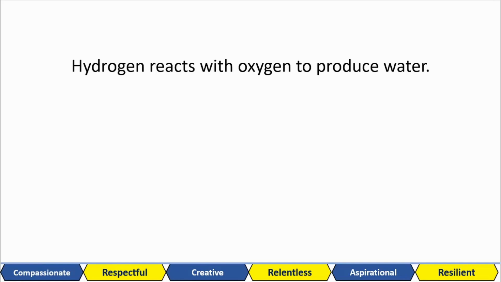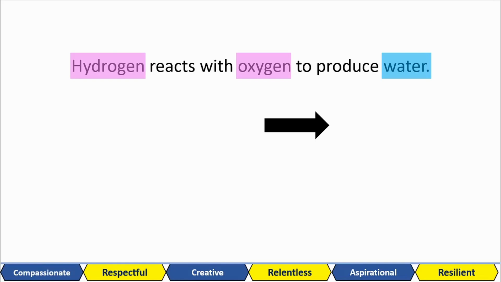Here I've got a chemical reaction. Hydrogen reacts with oxygen to produce water. Hydrogen and oxygen are the things reacting together, so they are the reactants. Water is what's being produced, so we call that the product. When a chemical reaction occurs, we have an arrow pointing away from the reactants and pointing to the products.